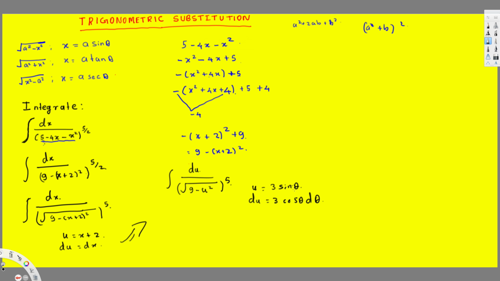And now we can write this one in terms of trigonometric substitution. So du is going to be 3 cos theta d theta. In the bottom we are going to have 9 minus, this is going to be 3 square sine square theta, so 9 sine square theta.